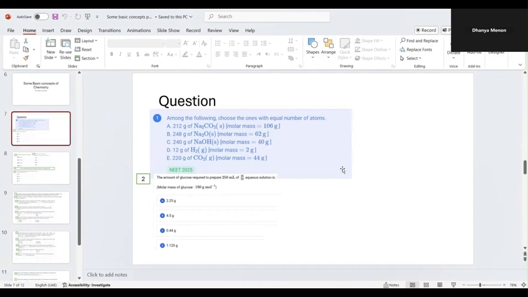Okay, so we start with the first question. The first question is, they have given you some molecules, 5 of them: sodium carbonate, sodium oxide, sodium hydroxide, hydrogen and carbon dioxide. All these are molecules. They have given you the masses and also the molar masses. Now they have given you the molecules, and from there you have to tell which among the following has equal number of atoms. Okay, so I hope you have taken the screenshot.